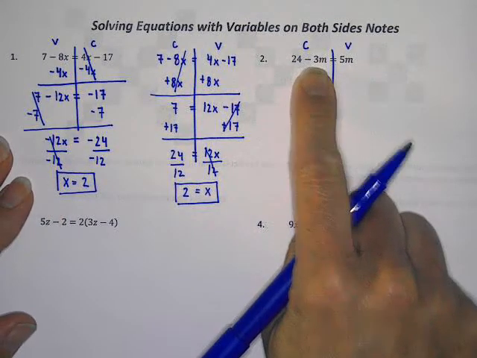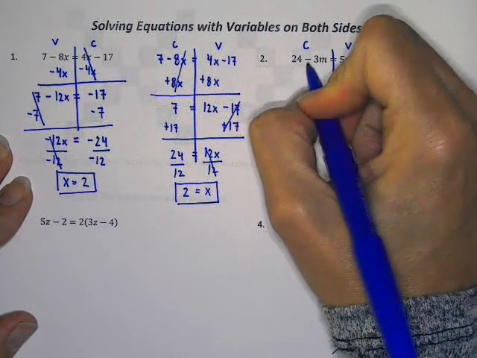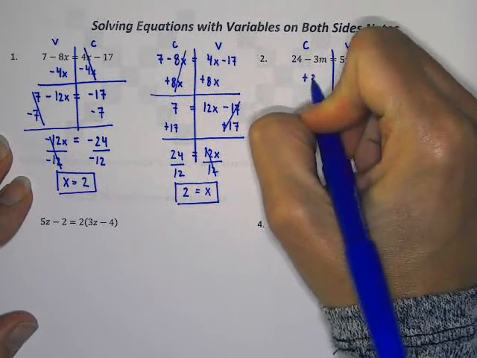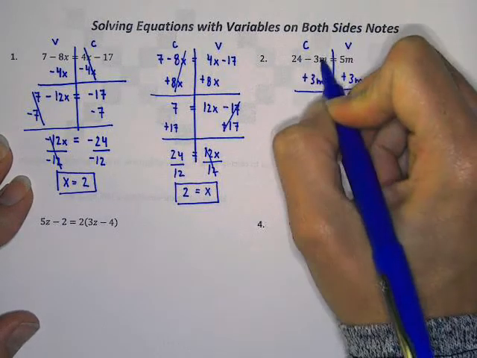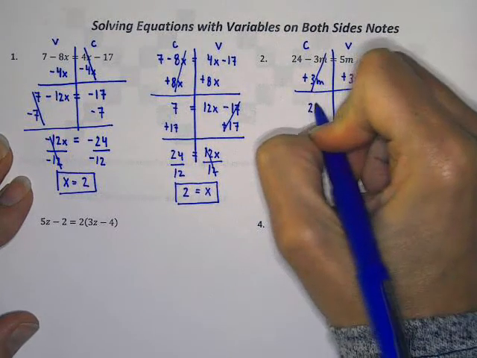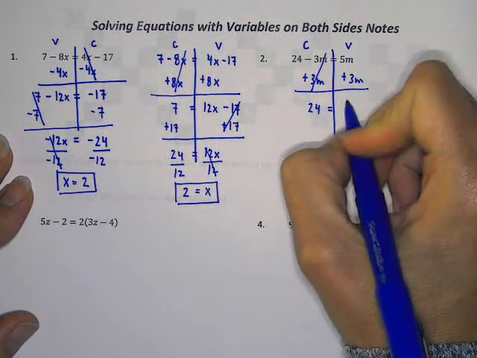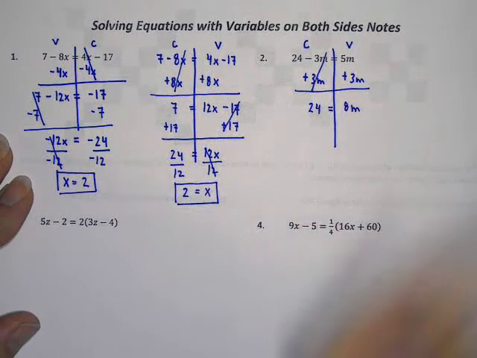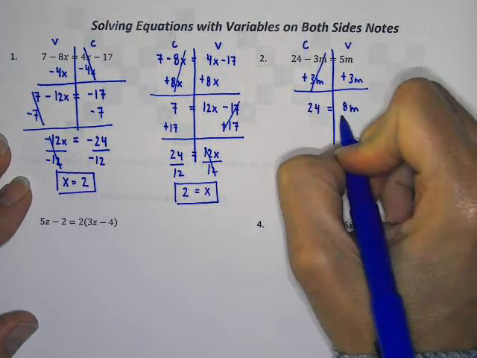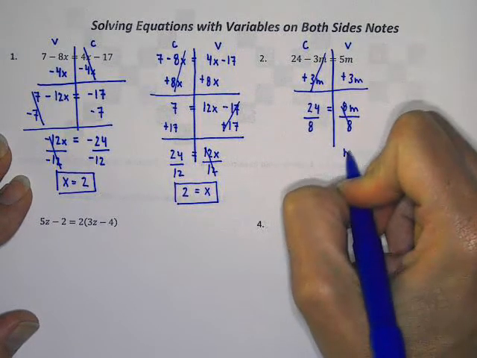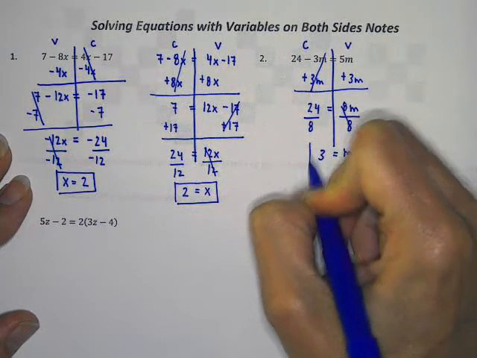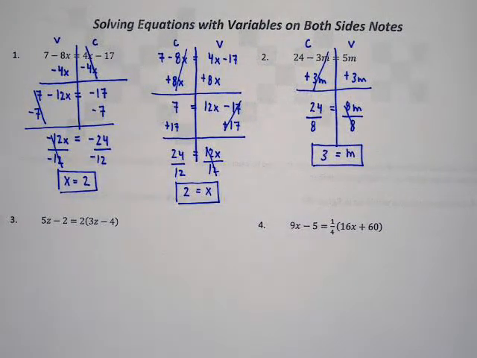So now to move my negative 3m over, I'm going to use my inverse operations. The inverse of subtraction is addition. So I'm going to add 3m to both sides. These terms will cancel, and I get 24 is equal to 5 plus 3 is 8m. Now to finish this off, I'm going to divide on both sides by 8, and I get m is equal to a positive 3. All right, we'll do one more together.